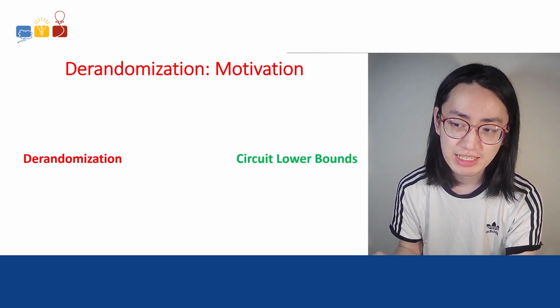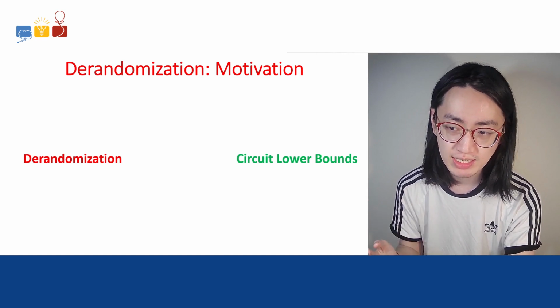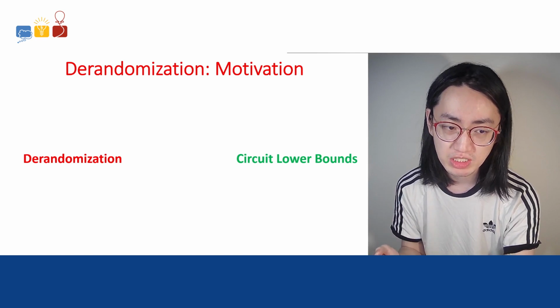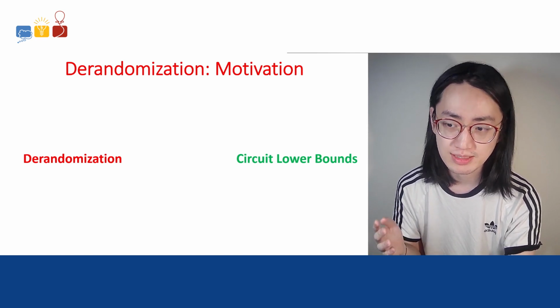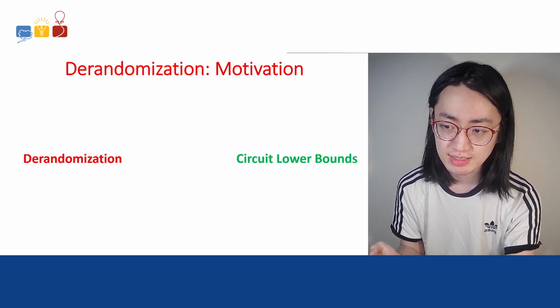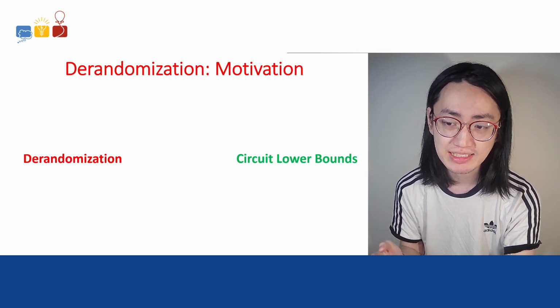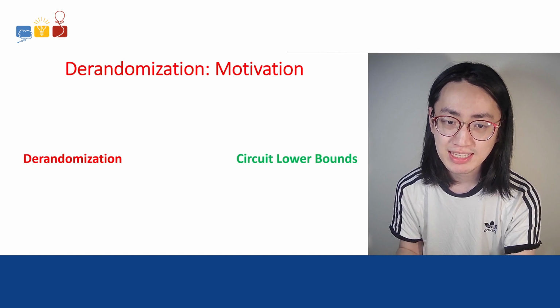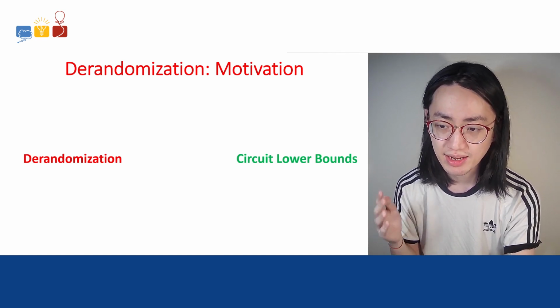Proving circuit lower bounds is one of the most important questions in complexity theory. It is also one of the hardest questions, where we haven't made much progress in many years. Several classical works have demonstrated that there are two-way connections between the task of derandomization and circuit lower bounds.